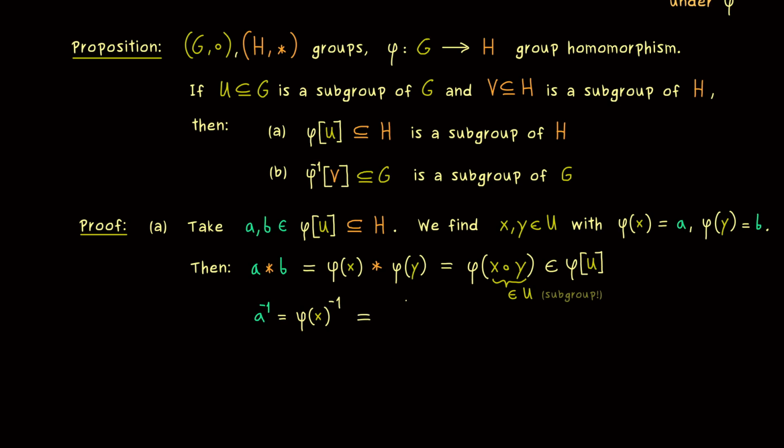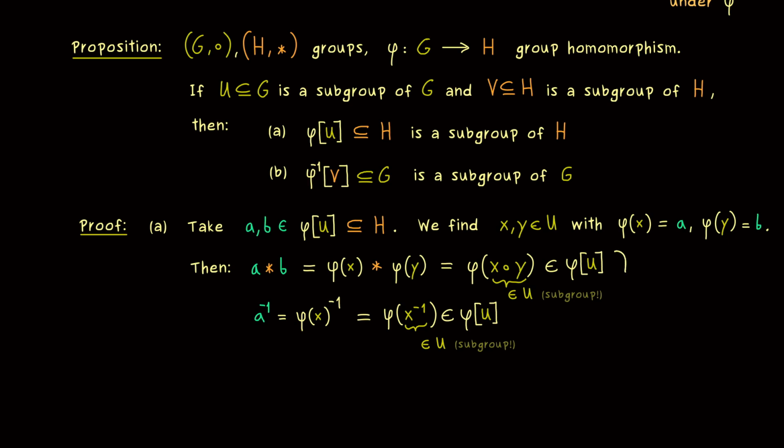And now please recall that we have shown in part 9 that we can pull in the inverse operation if we have a group homomorphism. So there we have the inverse of the element x, which is well defined as an element in G, but we also know it lies in U because U is a subgroup. So you see, this is exactly the same reasoning as before. And now we have also proven that we cannot leave the image by using inverses.